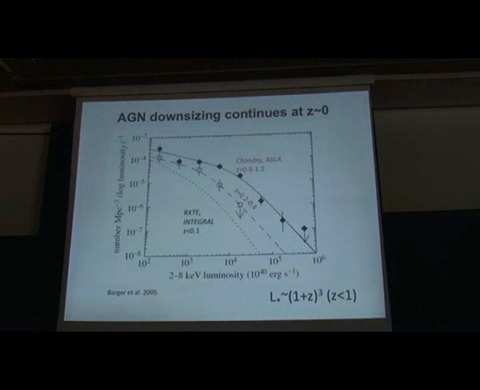We can compare this luminosity function with those measured at distant redshifts. For example, our luminosity function obtained with RXTE and INTEGRAL in the local universe, and then further and further, and we see definite evolution of the population of AGNs.